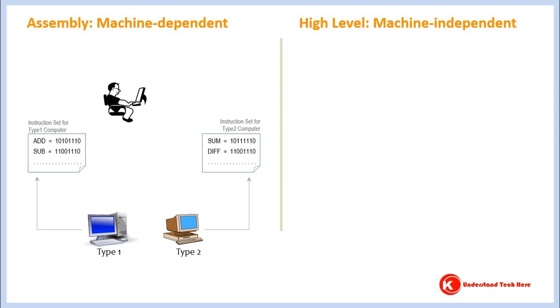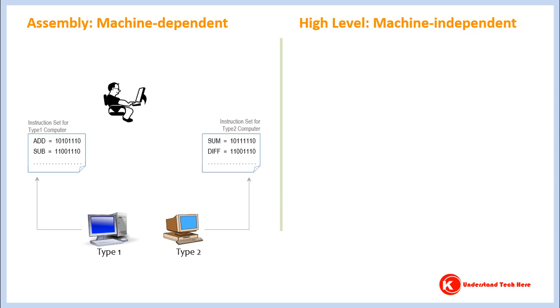How can you expect the manufacturer of the type 2 computer to give the addition operation the same name and the same combination of ones and zeros to represent it? This is why the instruction sets of different types of computers are different.